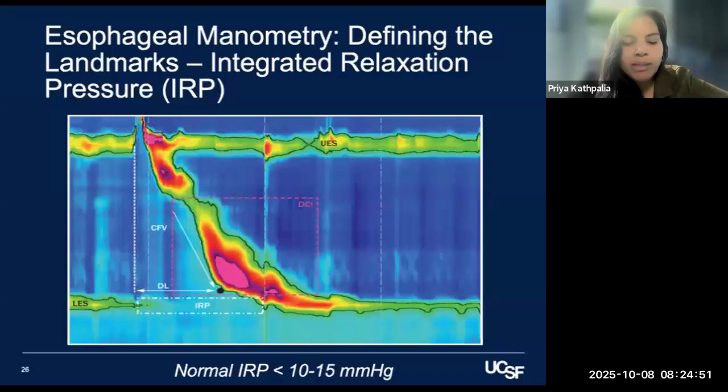And a normal IRP value is less than 10 to 15. It used to be 15, but there are lots of cases of evolving achalasia in this 10 to 15 range. So in the most recent Chicago classification, this IRP has been changed to 10 to 15.